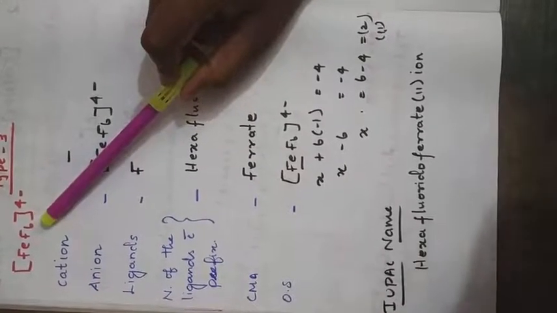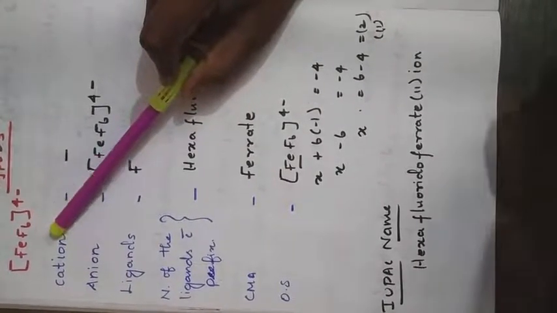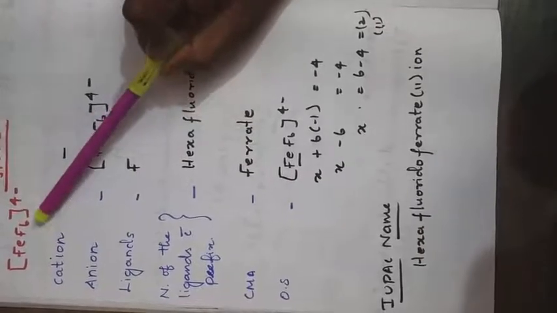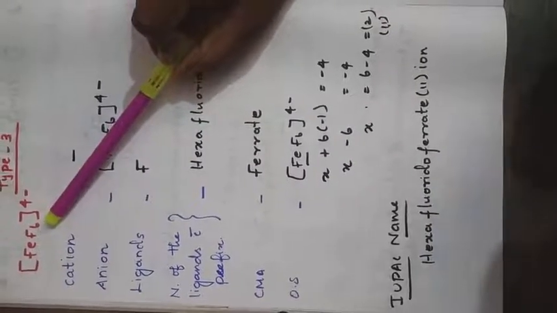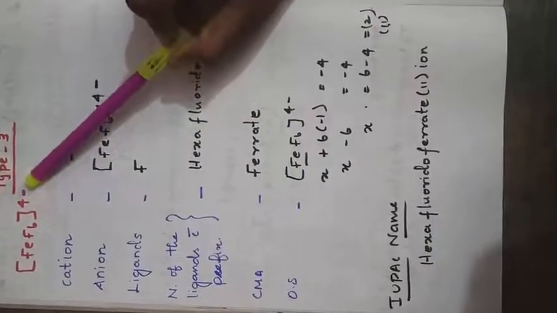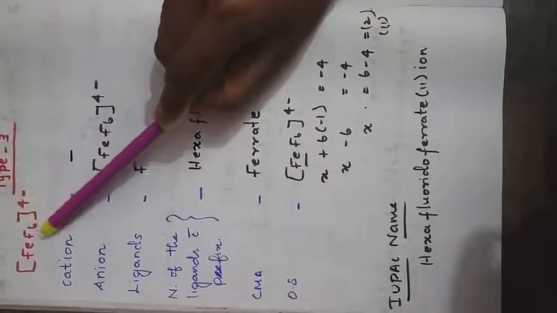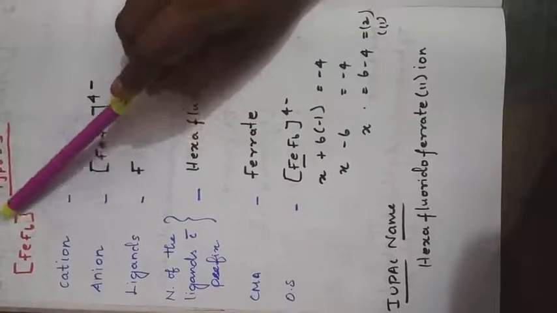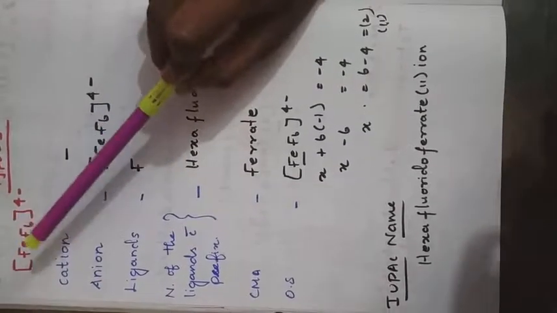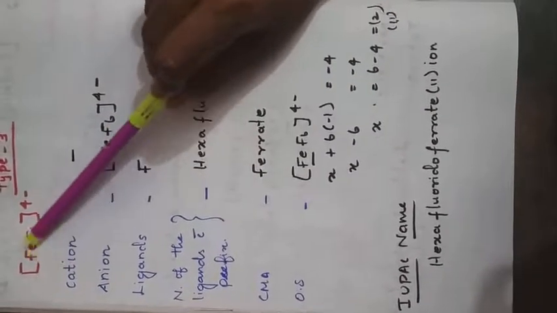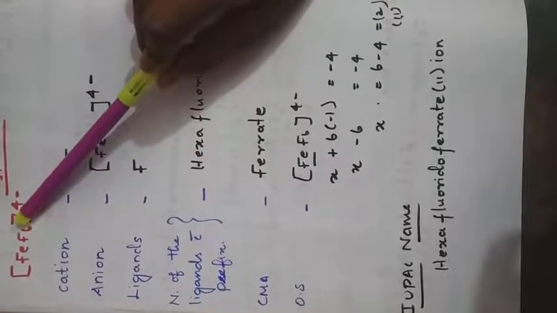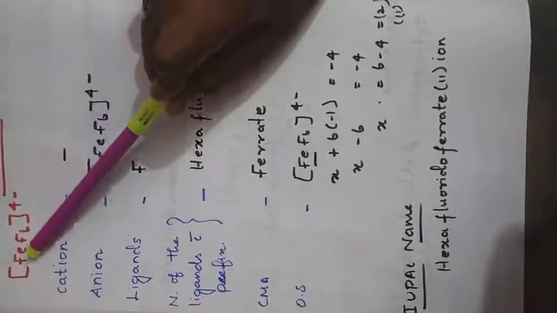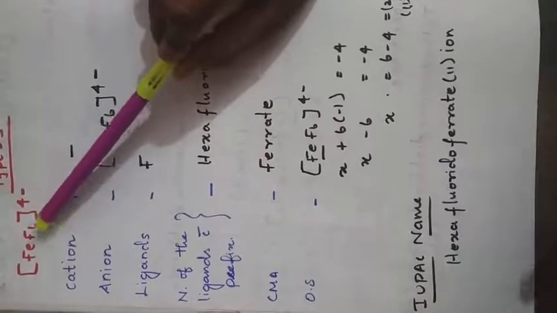In the first type we have the simple cation, in the second type we have the simple anion, but in this case we don't have the simple cation as well as we don't have the simple anion. This is the complex, only complex alone they have given. Inside the complex, this is also called the coordination sphere. Inside the complex we have the central metal atom linked with or connected with the ligand. This is the complex, only they have given the complex alone.